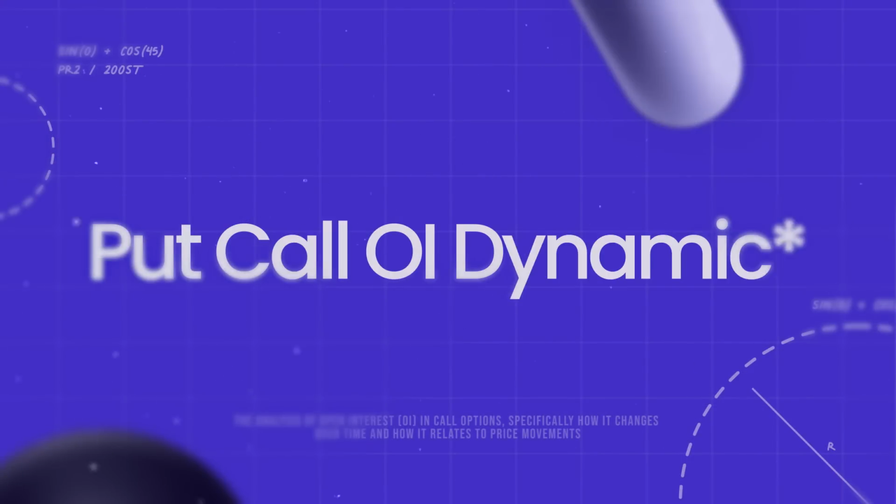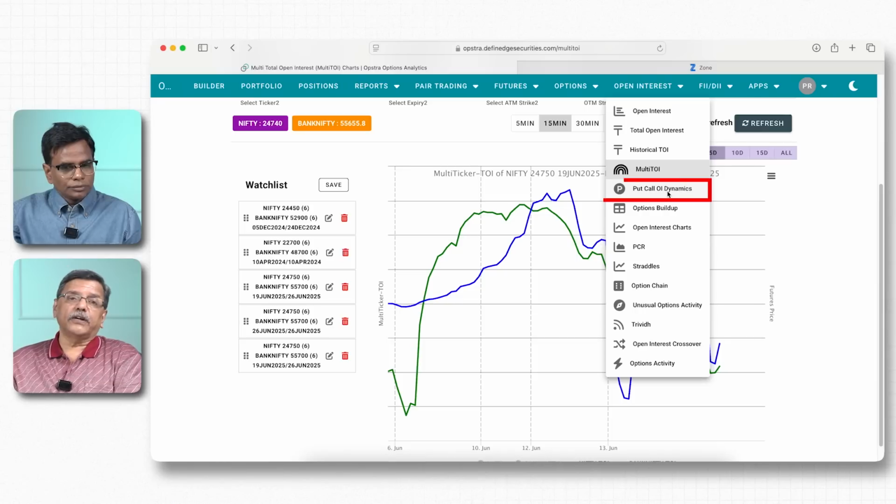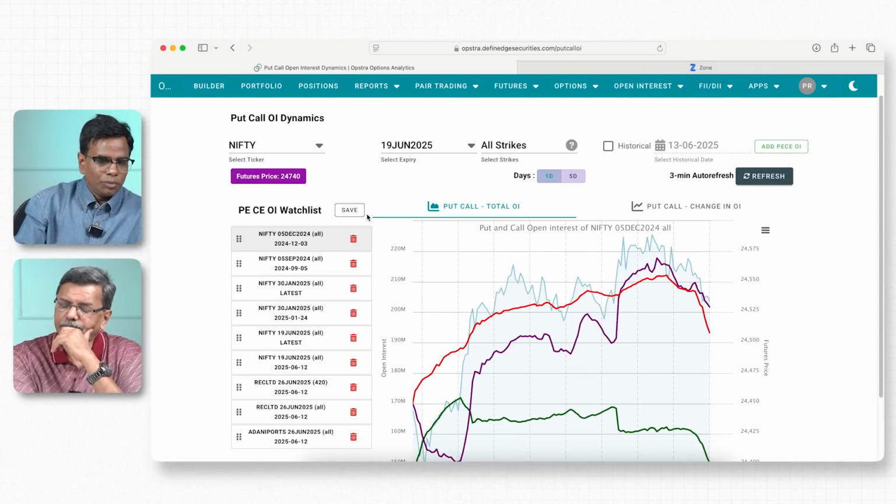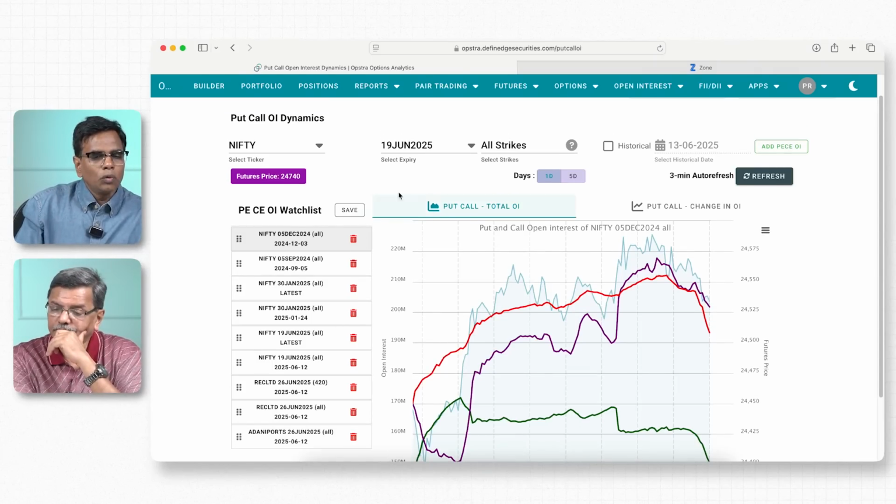So the next one is put call OI dynamics. In put call OI dynamics, it's very simple, nothing complicated here. What we do here is we plot the total OI of put options of any given underlying or stock, or in call options, the total number of call option open interest across all strikes. All strikes. So unlike that particular TOI, expiry. Yeah, but unlike TOI where it was 26, here it is not 26, it's a complete option chain. It's everything.